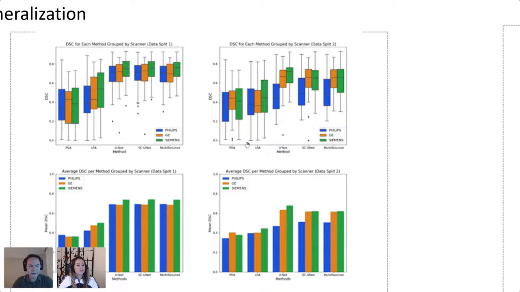Can I ask a question? Yeah. Is the difference between data split 1 and data split 2 a difference in sampling or cross-validation strategy, or is it the training data? It's a difference in the training data.